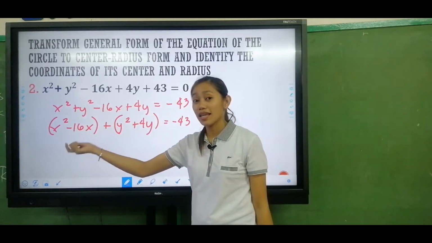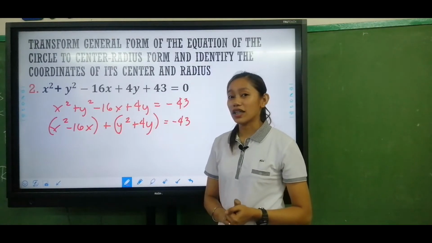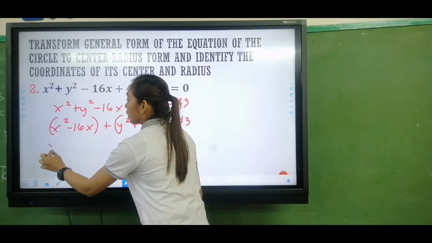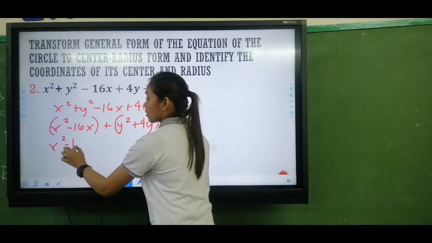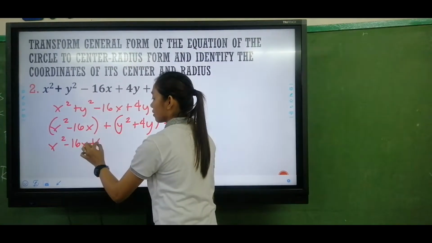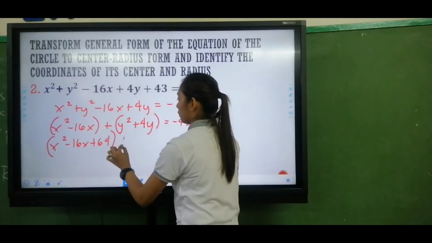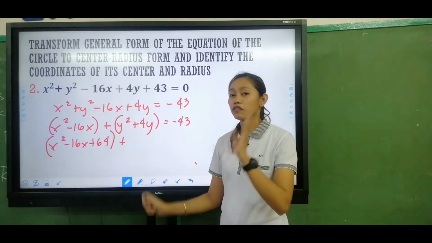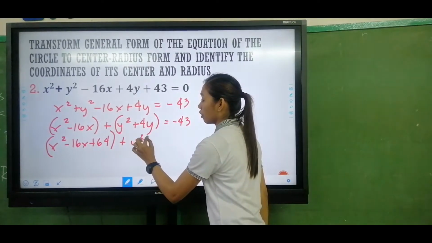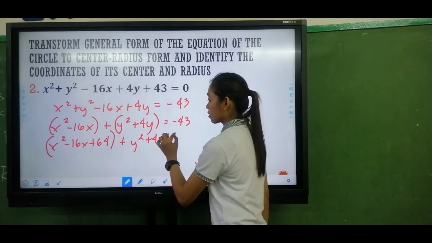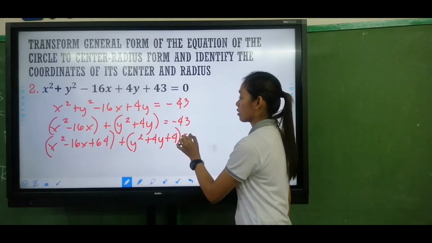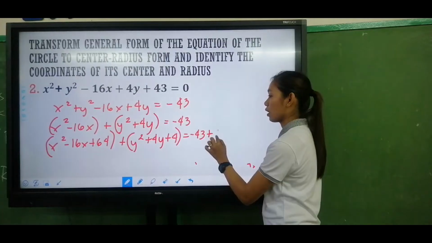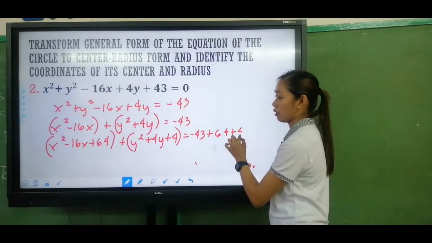Next, completing the square again, we divide this numerical coefficient of x. So negative 16 divided by 2 is negative 8. Negative 8 squared is 64. So, we add that here. X squared minus 16x plus 64. Plus, next, 4 divided by 2 again. So, that is 2. Then, the square of 2 is 4. So, this will be y squared plus 4y plus 4 equals negative 43. We add what we put on the other side. So, this is 64 plus 4.